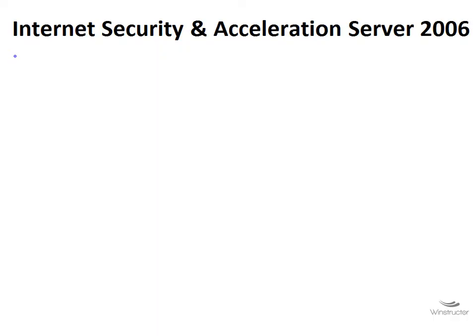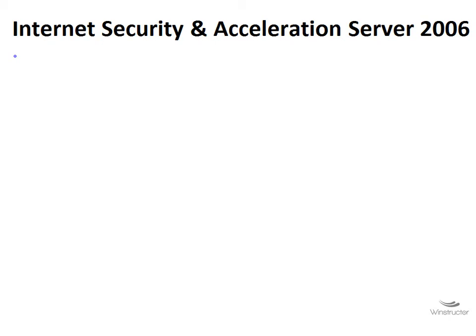Microsoft Internet Security and Acceleration Server 2006, or ISA Server 2006, is the latest version of Microsoft's software-based firewall and caching server. Now, for those of you listening that have been around for a while, you might recall that Microsoft had a product called Proxy Server.